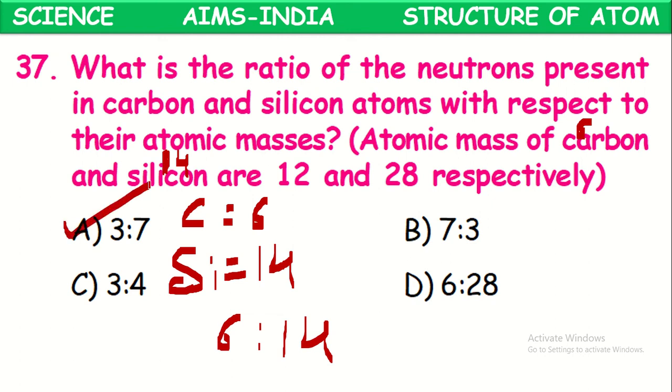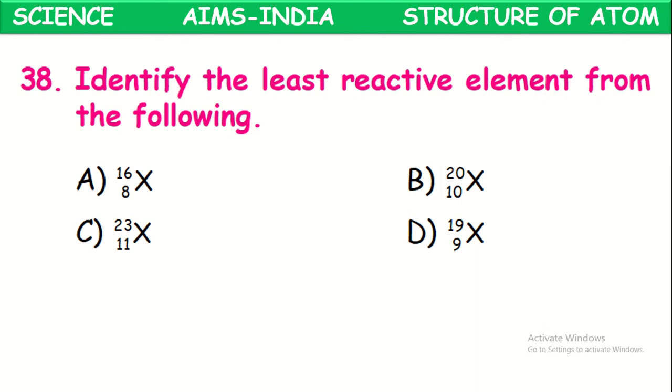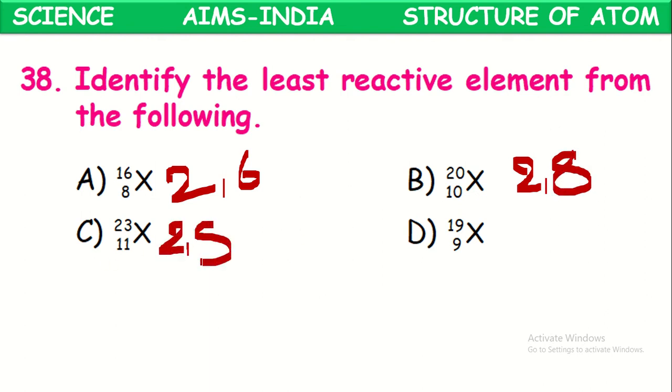7. Okay. Next, identify the least reactive element from the following. How do we say least reactive element? The element with a stable electronic configuration will be least reactive. See, the configuration for the element with atomic number 8 will be 2, 6. For this, 2, 8. For this, 2, 8, 1. And for this, 2, 7. So the element with 8 electrons in the outermost shell will be more stable. We have studied this already. So this is the element with more stability or less reactivity.